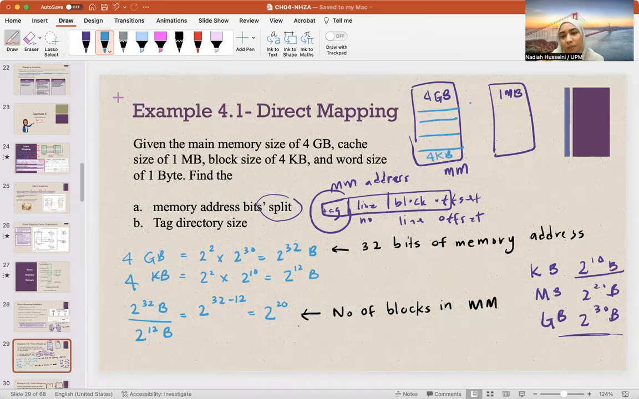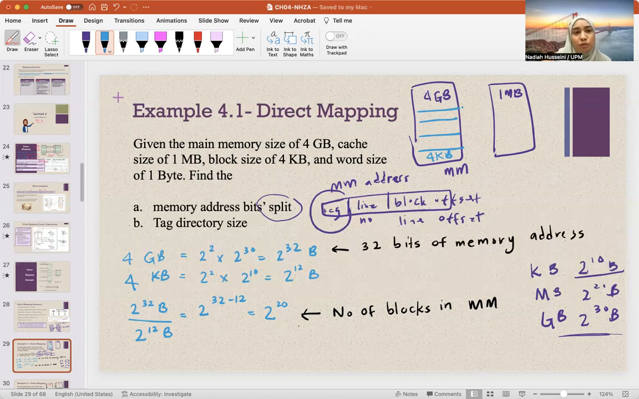So to know the total number of blocks for the main memory, I would have to divide the main memory size by the size of one block, right? To get the total number of blocks. So this is what I'm trying to do. 2 to the 32 divided by 2 to the 12 would give me 2 to the 20. So 2 to the 20 is the number of blocks that is in the memory. So that is a lot of blocks.